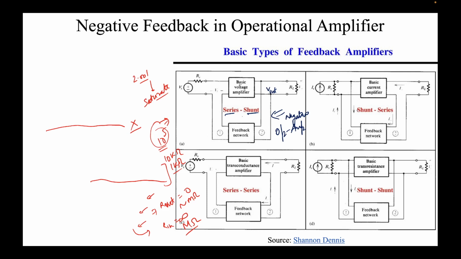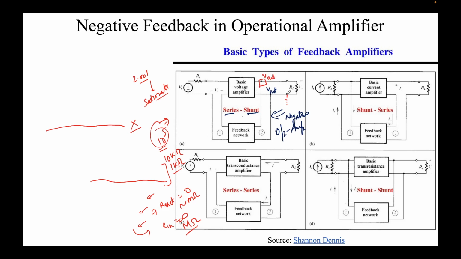I'll take just one example. This is the most common configuration that we find in our op amps, so we'll talk about only this for now. What you see here is that this is the reference. Let's assume this is ground, and this is some output V out. Assume this is our op amp.